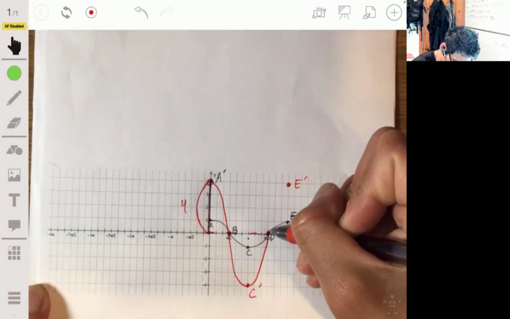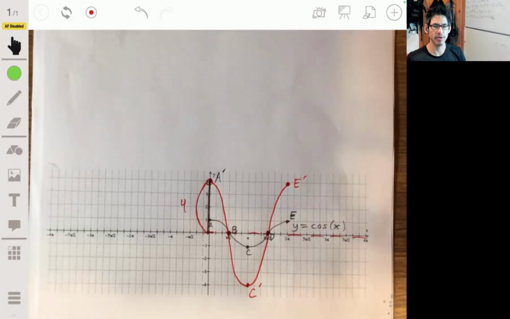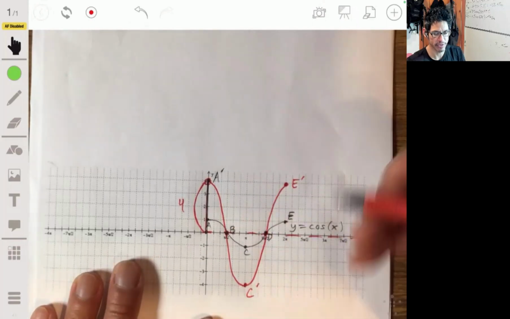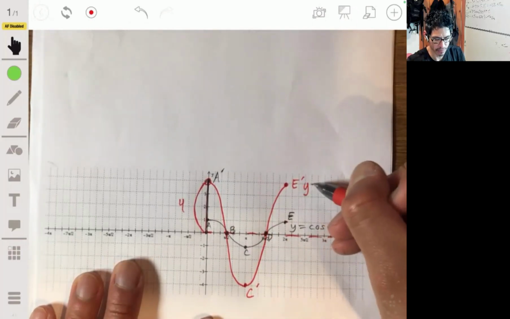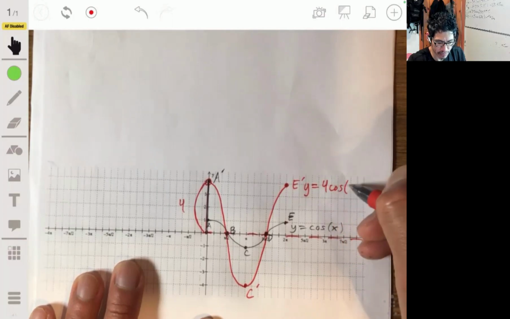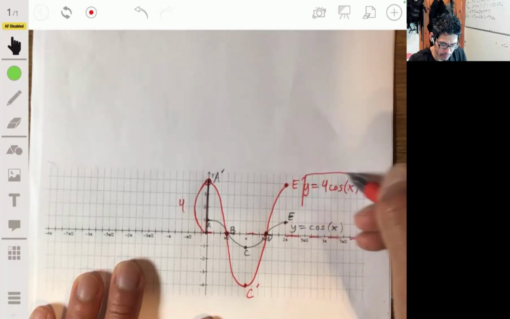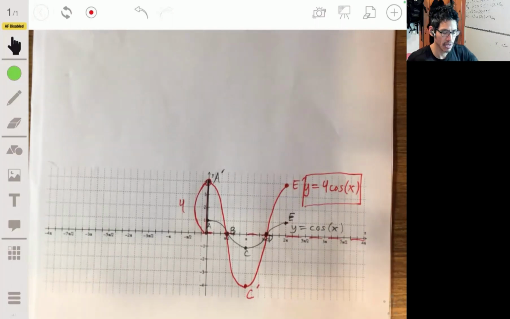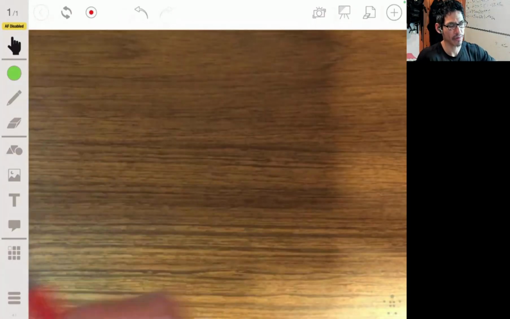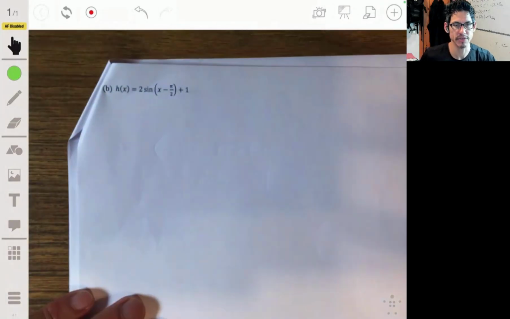Same period, starting at the same 0. It's just going to be 4 units tall. That is the graph of y equals 4 times the cosine of x. So that's the basic one. Let's move on to another graph where we have to do more than one simple transformation.